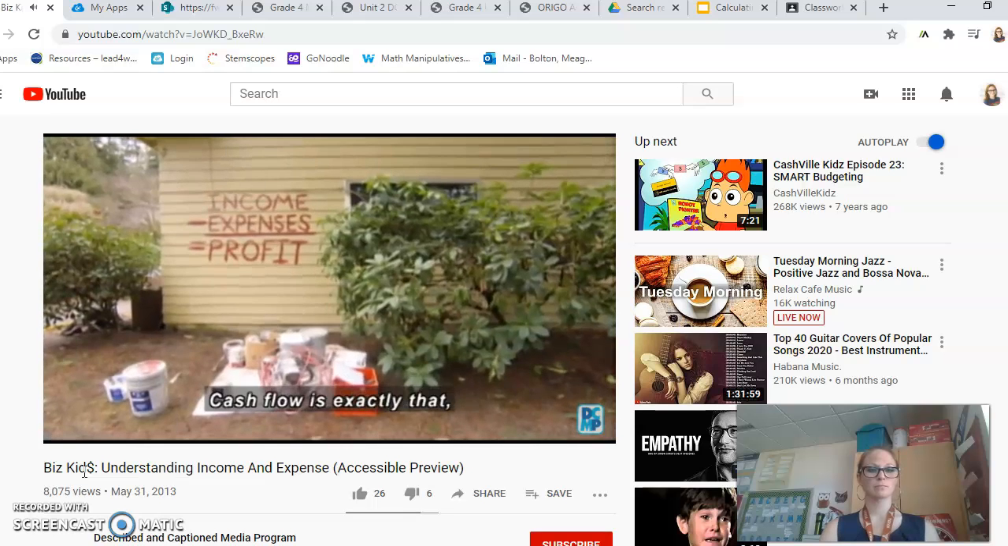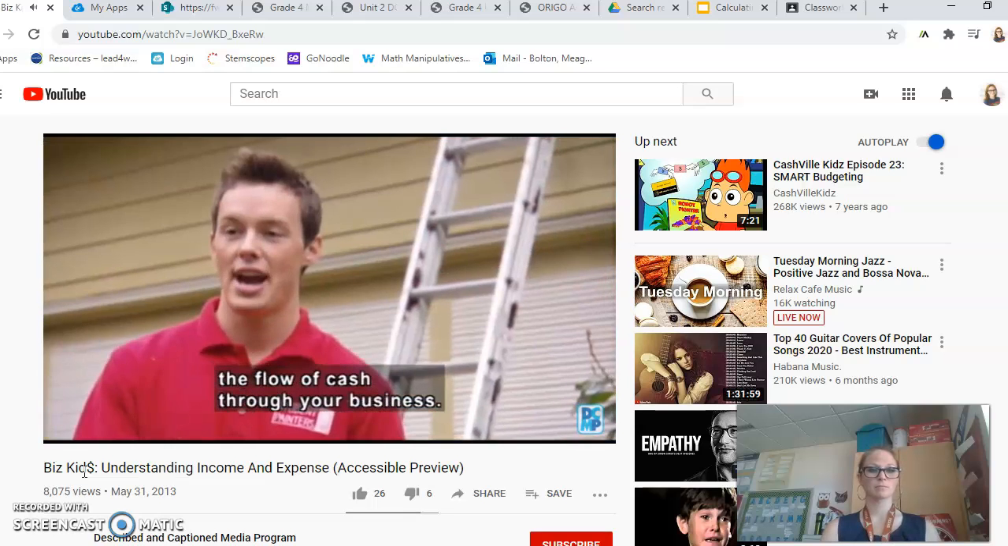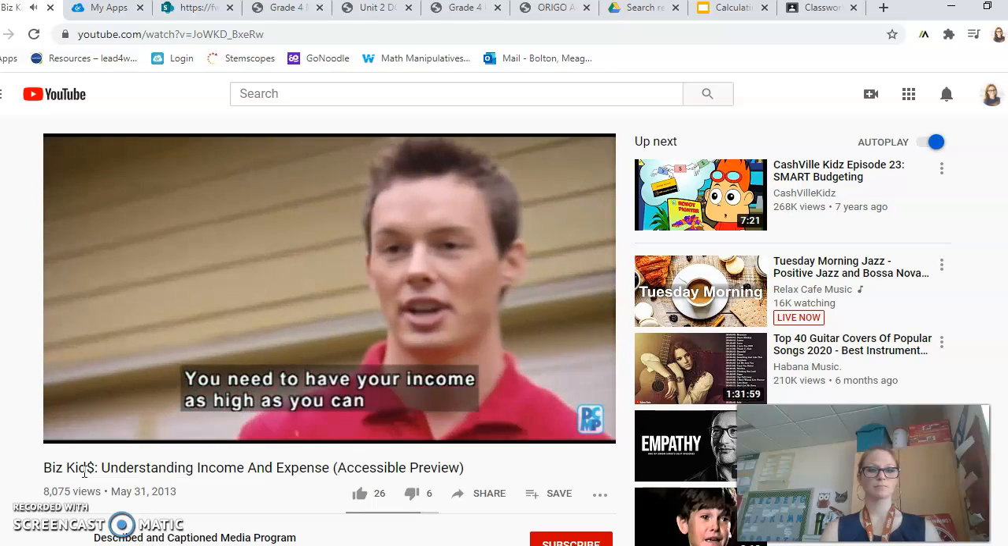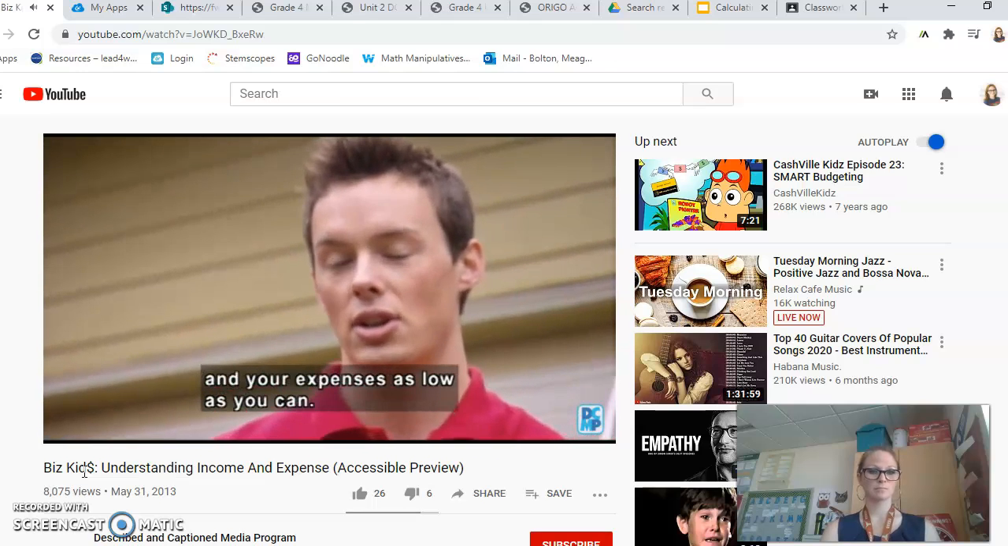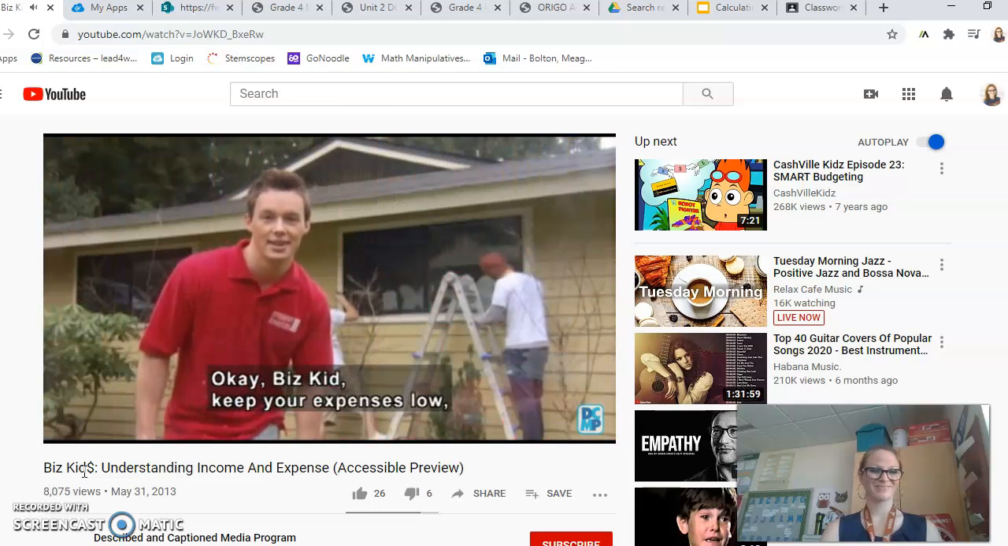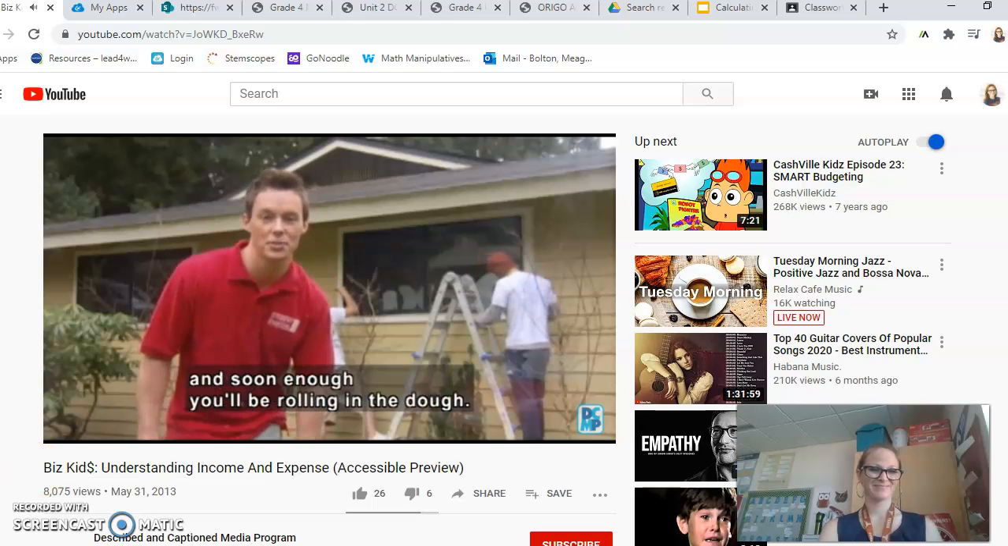Income minus expenses. Cash flow is exactly that. The flow of cash through your business. You need to have your income as high as you can, and your expenses as low as you can. Okay, Biscuit, keep your expenses low, and soon enough you'll be rolling in the dough.